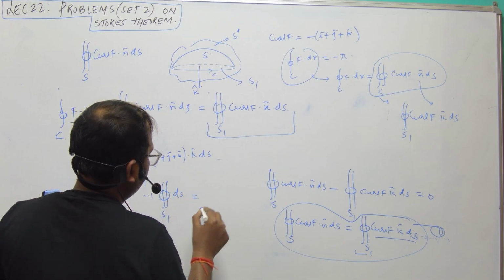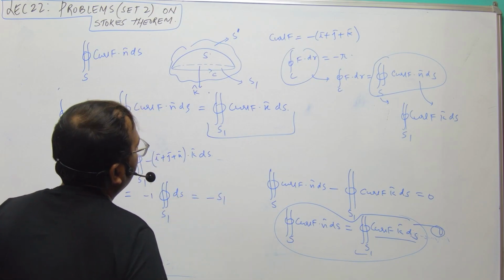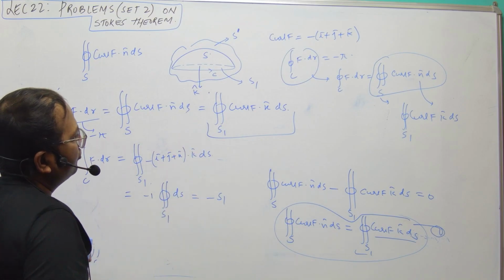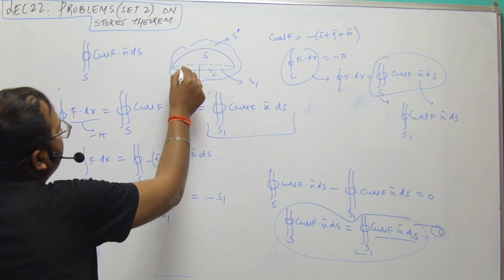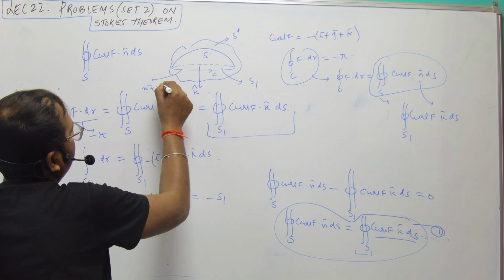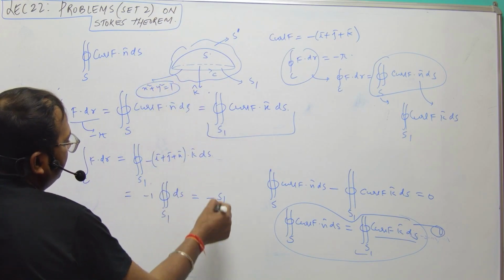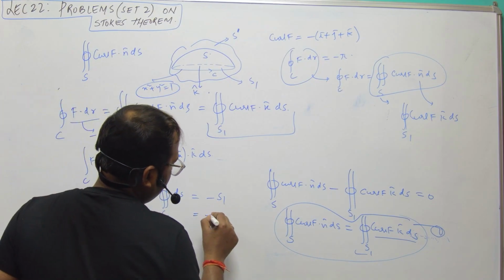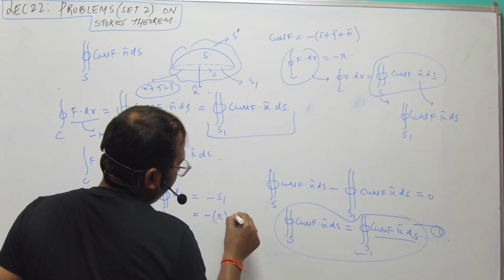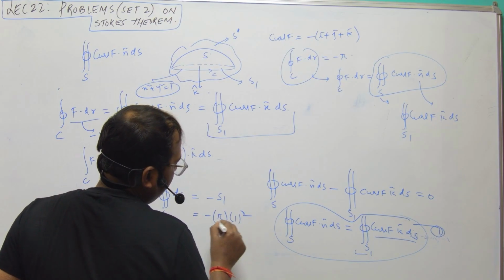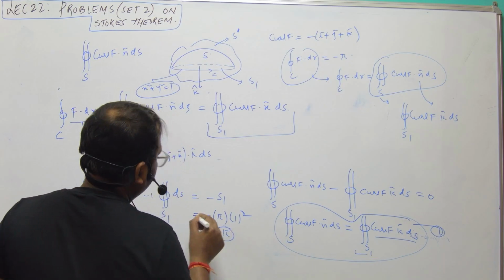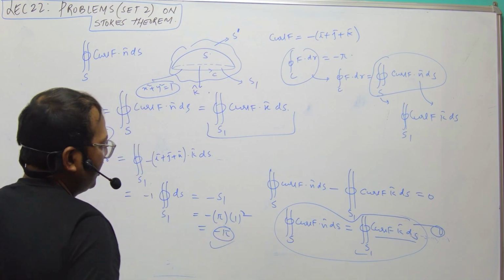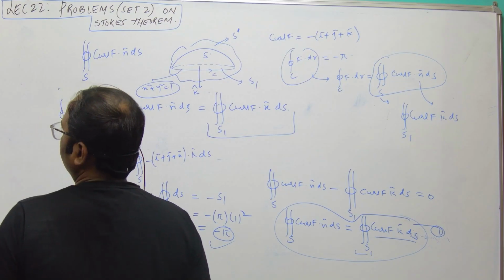So this is equal to minus of S1. And S1 is the surface area of the bottommost surface, and the bottommost surface is a circle. The equation of this is x square plus y square is equal to 1. So the area of the circle is pi times 1 square, so this is equal to minus pi times radius square. Radius is 1, so this is equal to minus pi. Okay, so the value of the line integral is minus pi and the value of the surface integral is minus pi. So the Stokes theorem is being verified.